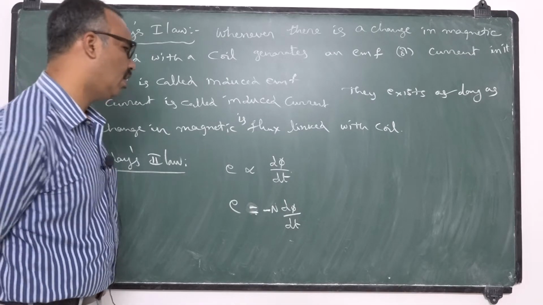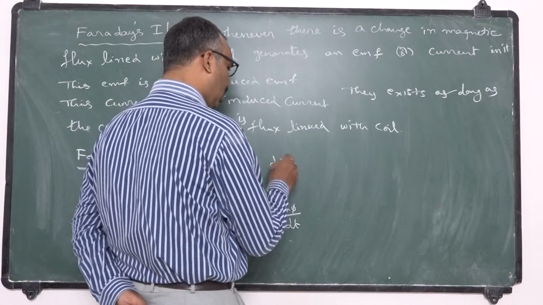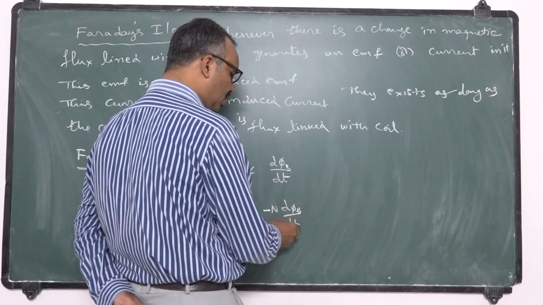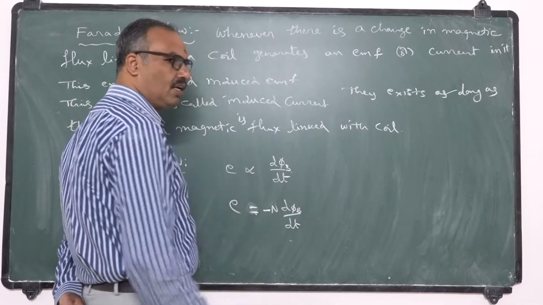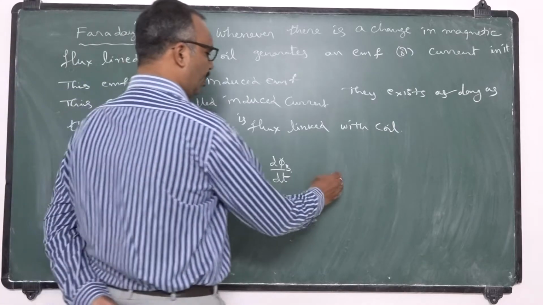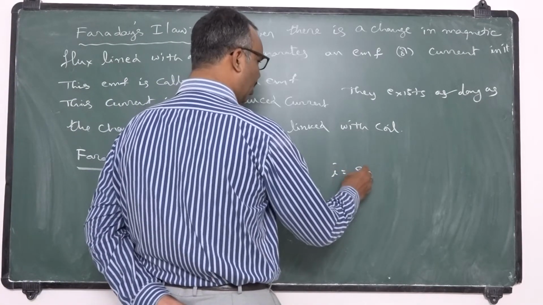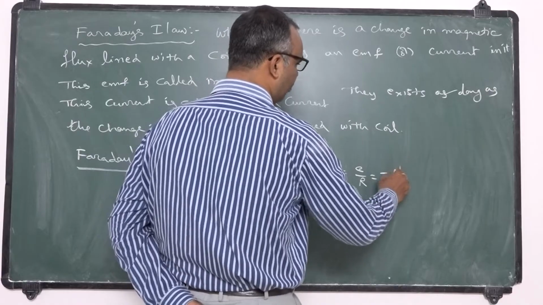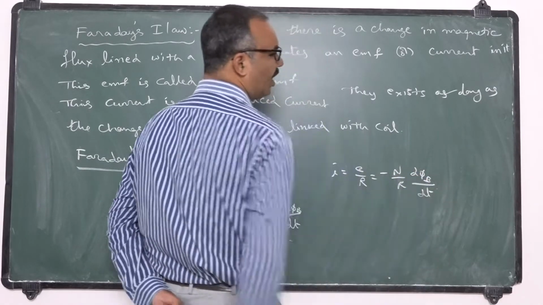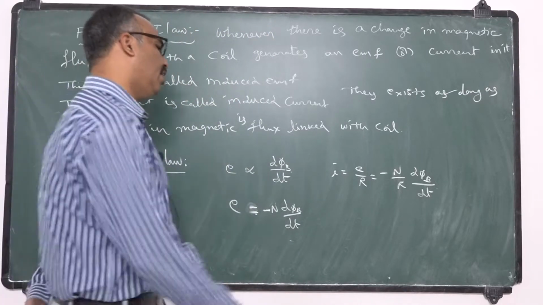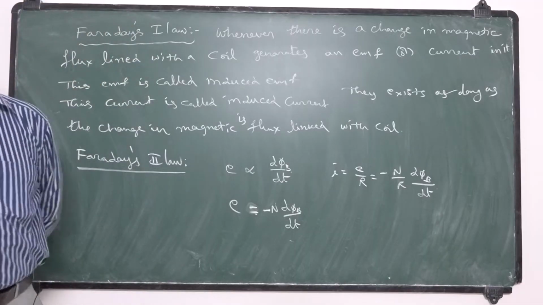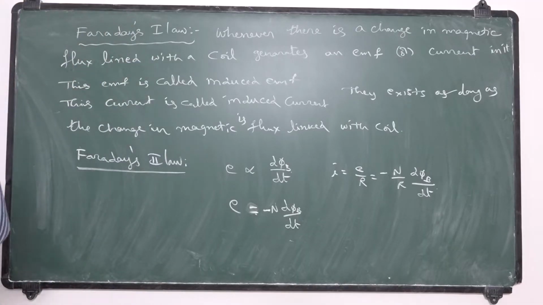Here phi is the magnetic flux linked with the coil, so you should write phi b. As long as phi b is changing with respect to time, it develops an EMF in the circuit. Whenever you want current in the circuit, current is given by induced EMF by resistance, that is minus n by R into d phi b by dt. So this is the discussion according to the last class. Here minus is given by Lenz's law. Let us see the definition of Lenz's law once again here.